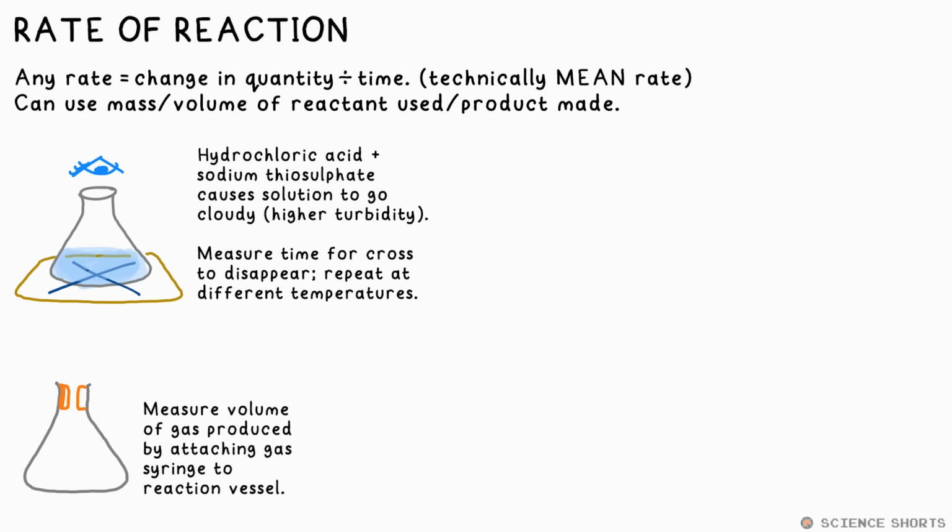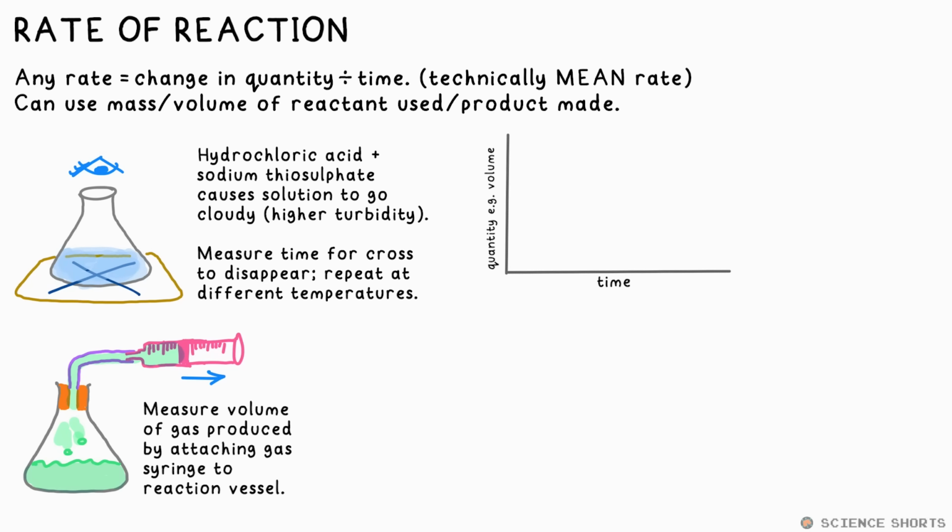Another potential experiment is measuring the volume of gas produced by a reaction by using a gas syringe that fills up when it's connected to the reaction vessel. A graph to show this would have the quantity on the y-axis and time on the x-axis. It's usually a curve that starts off steep but then levels out or plateaus, which shows that the reaction has completed, or we can say reached its end point.